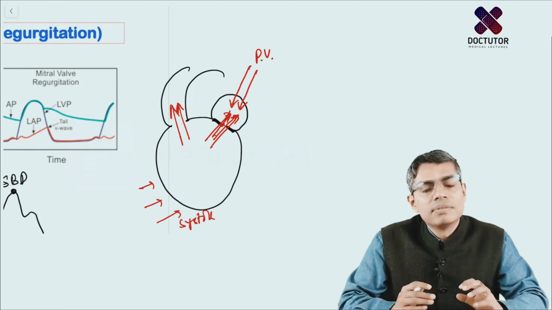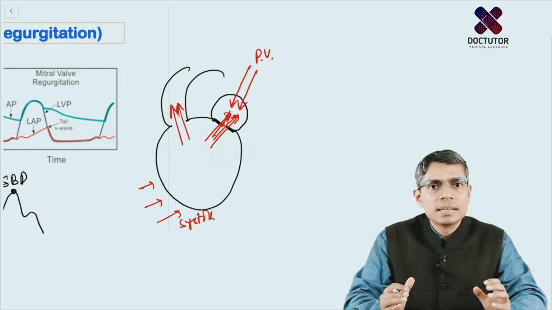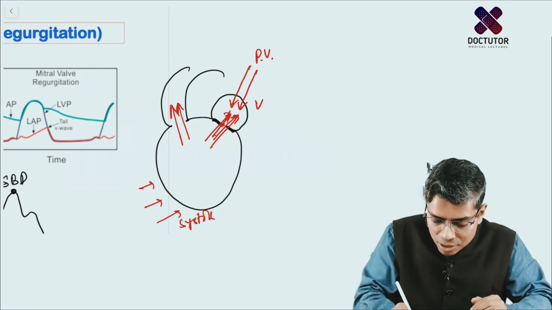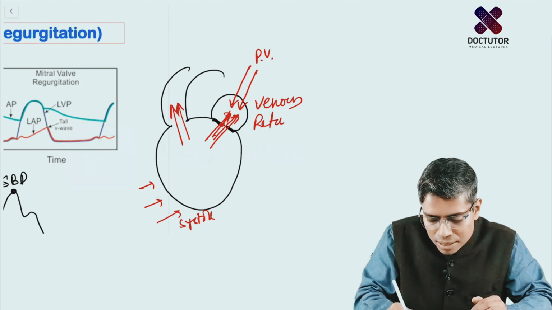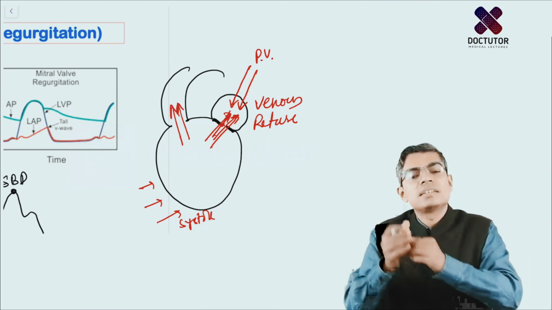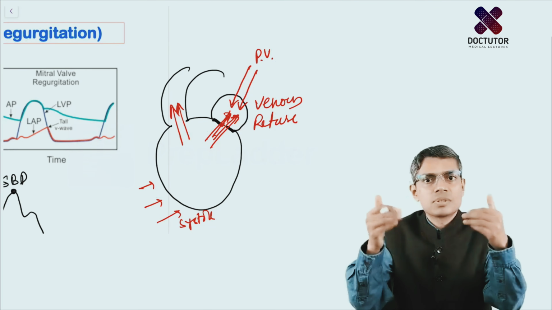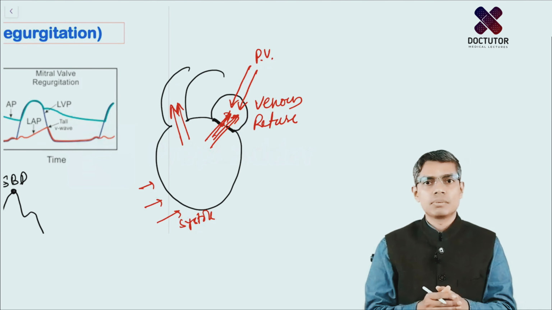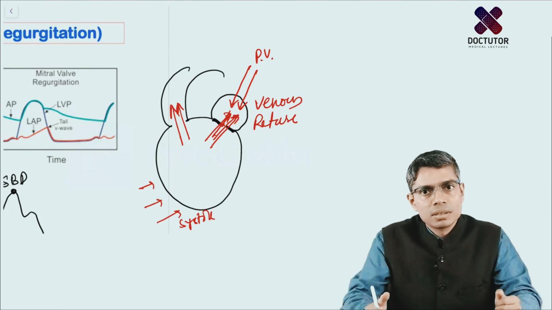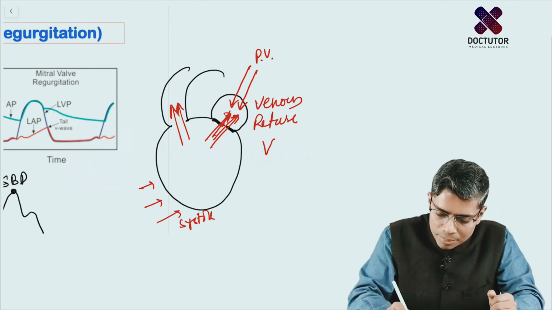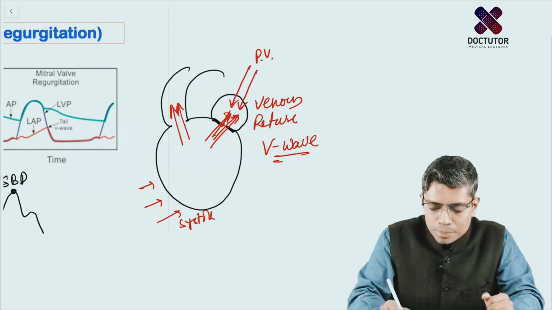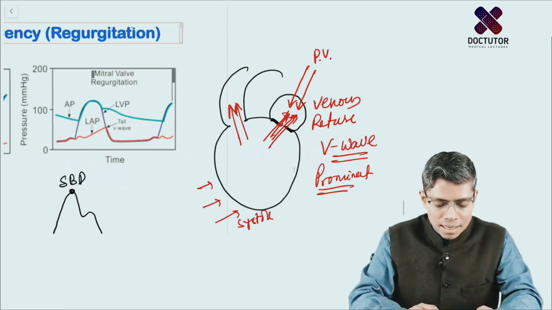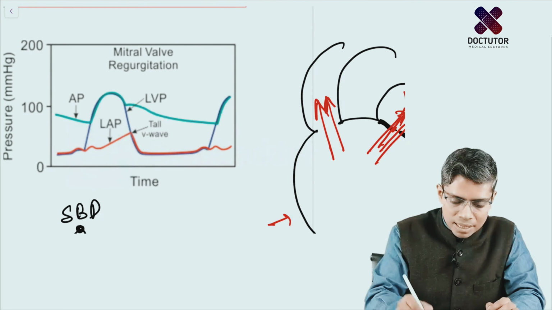So what will happen? The left atrium pressure will be very, very high, and this pressure will be high during which phase of the atrium? The filling of the atrium, the venous return phase. This is nothing but the venous return phase. The blood is returning from the pulmonary vein, but additionally the left atrium is also getting blood from the regurgitation. So the left atrium is getting a huge amount of blood, one from venous return, one from regurgitation. So the venous return wave, or V wave, in the atrium pressure will be very, very prominent, and that is the identifying feature of mitral valve regurgitation.